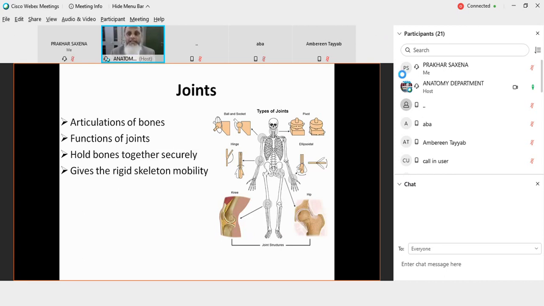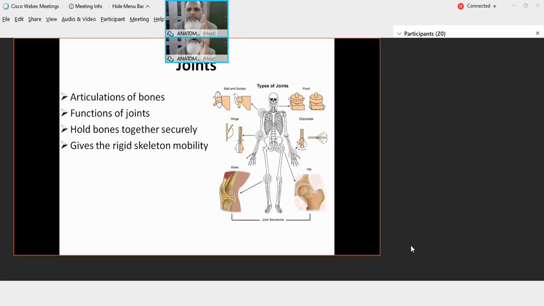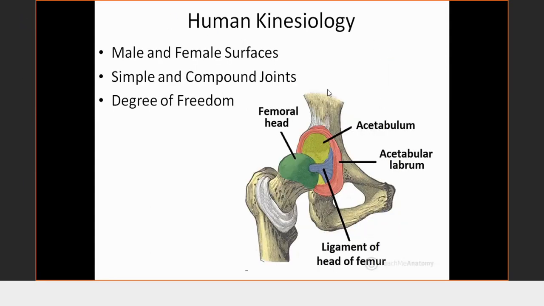And in the hand and in the elbow, mobility is required. So here, this mobility is obviously at the cost of some of the stability. So there are basically modifications or structures to make it mobile as well as stable as far as it can be. And these are basically the functions and some of the terms related to kinesiology. Kinesiology is nothing but the study of the surfaces.